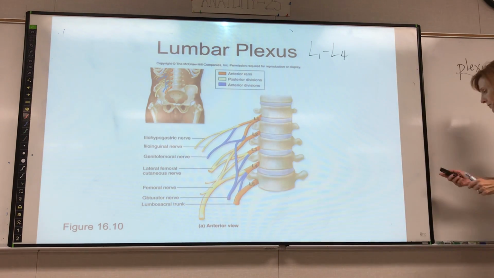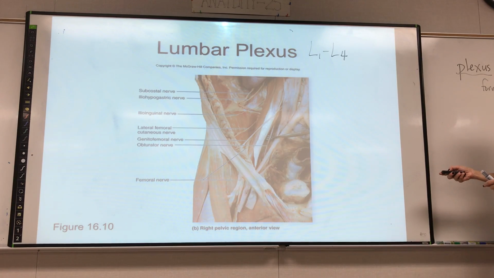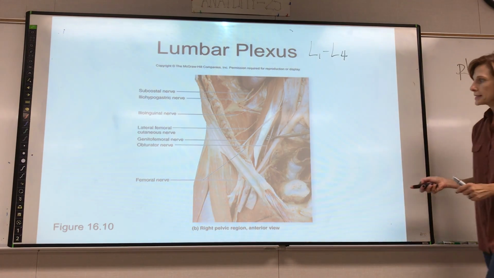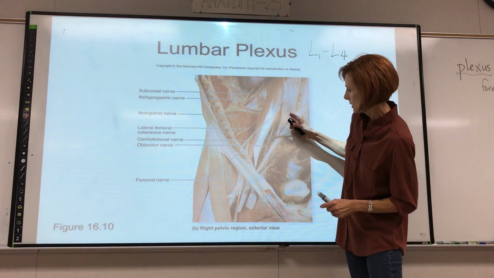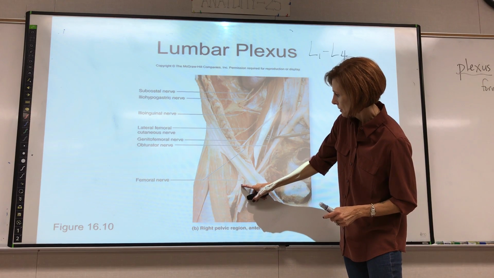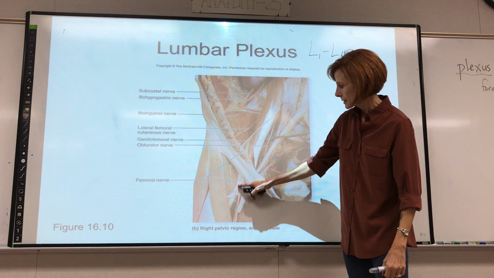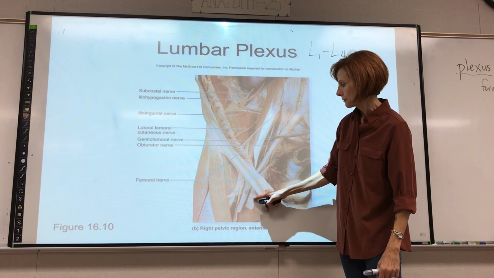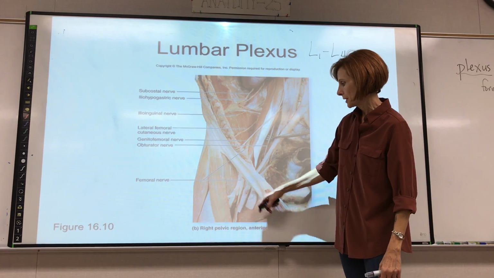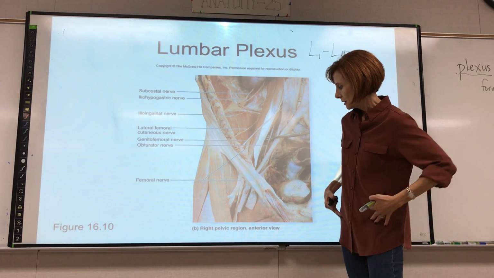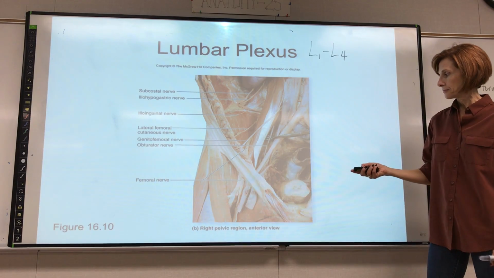Let's take a look at those as they go down into the lower extremity. You can see here that the femoral nerve is actually pretty large. This is the groin area, and it's next to an artery and a vein called the femoral artery and femoral vein. They all travel together down toward the thigh.